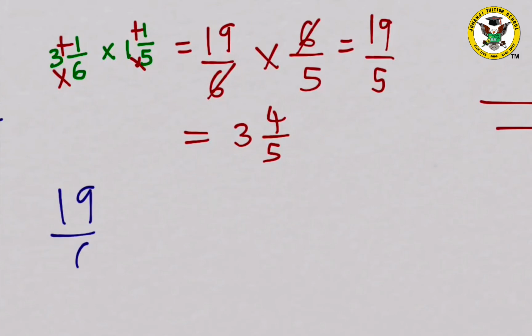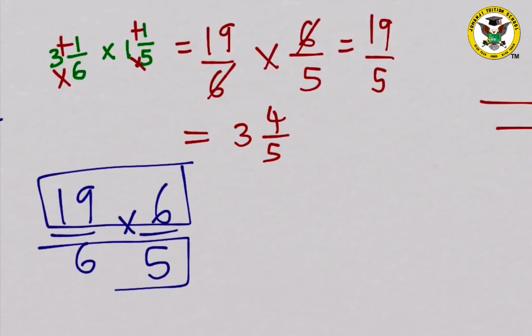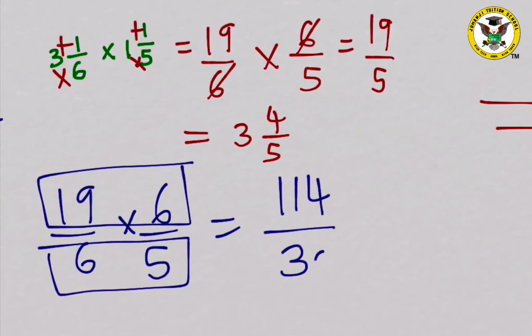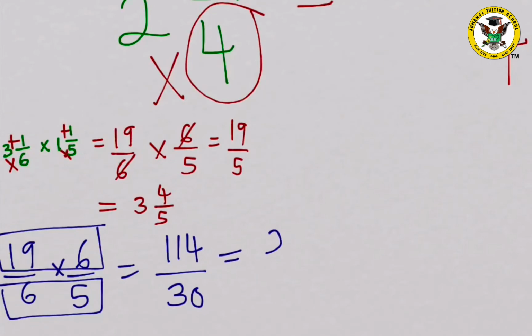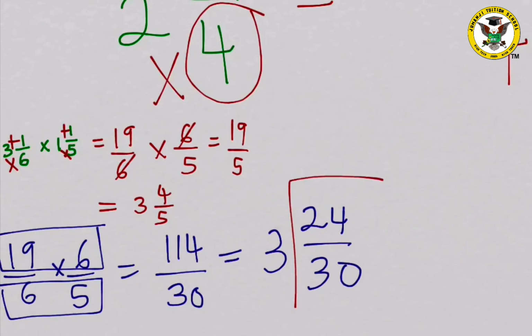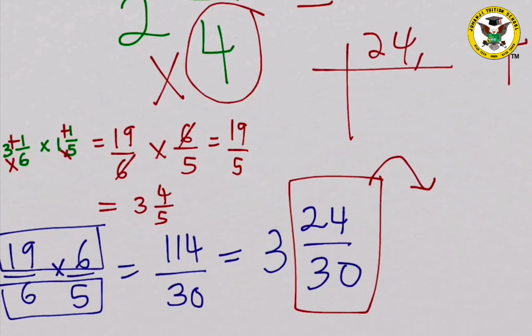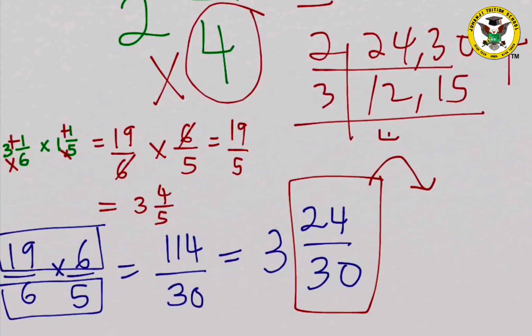Or what we can do is just the normal one. We times above times below. So 19 times 6 is 114 divided by 30. The mixed number is 3, 24 over 30. Now, 24 over 30, we can simplify it into 12 over 15, 3, 4, and 5. So meaning the final answer is 3, 4 over 5.